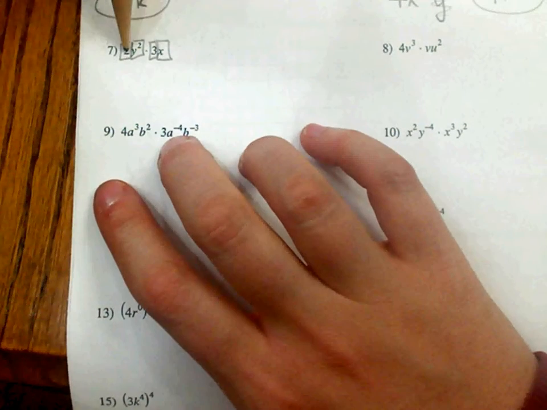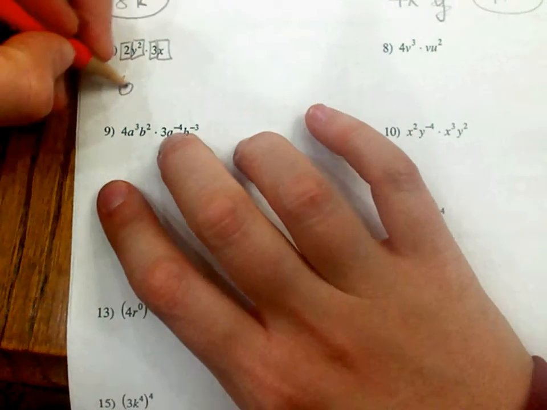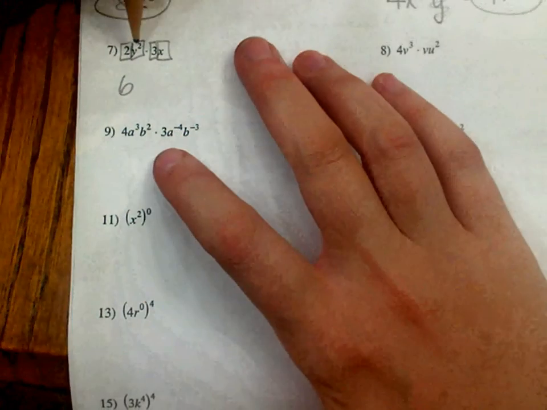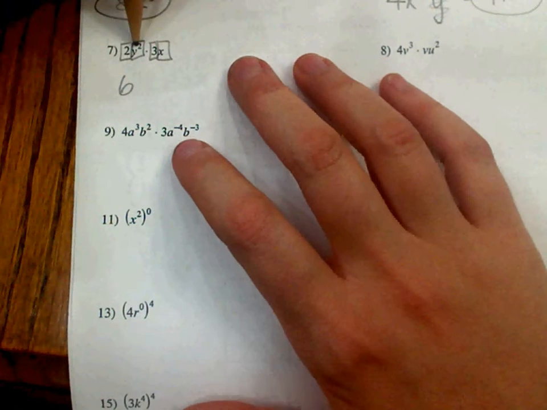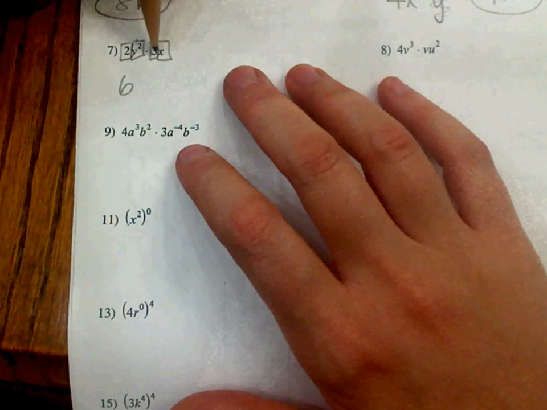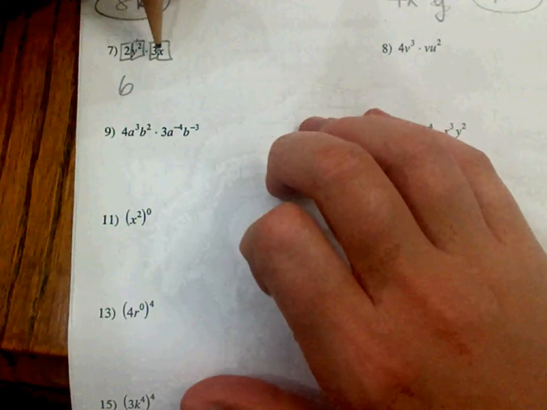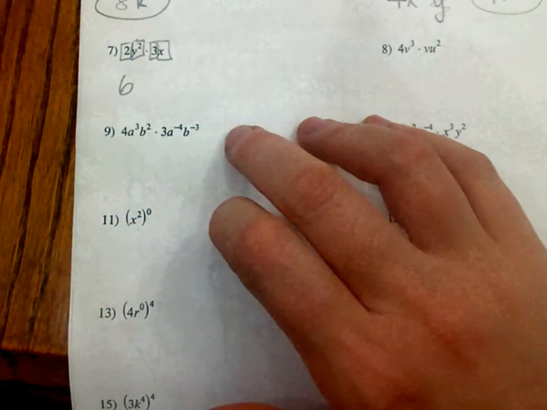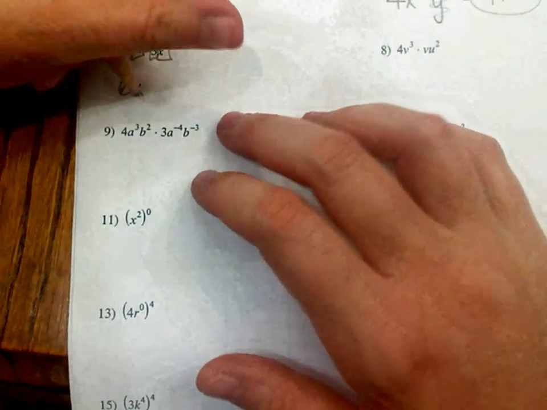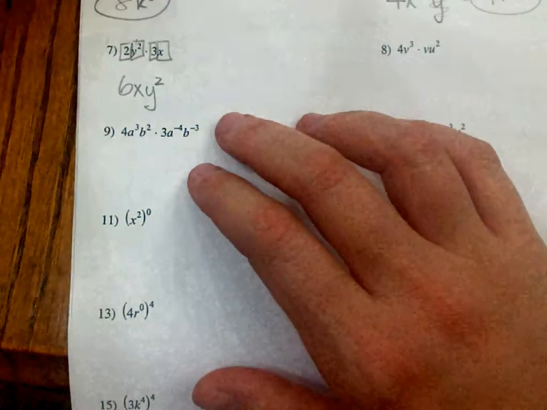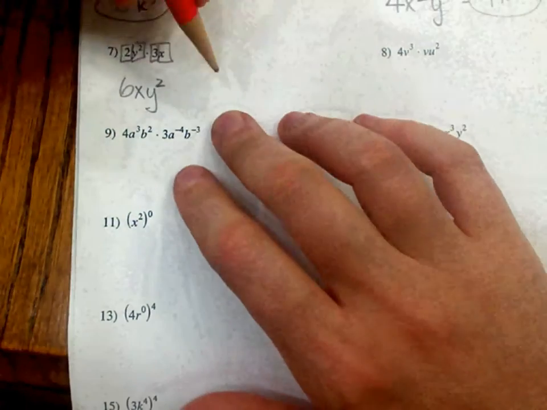Alright, so we're going to multiply the numbers. 2 times 3 is 6. And then, wait a minute, these don't have the same base. In fact, there's no other y's and there's no other x's. So you can't do anything except write them next to each other. So we have an x, can't go with anybody, and then your y can't go with anybody either, so you just write it like that. That's all you can do.